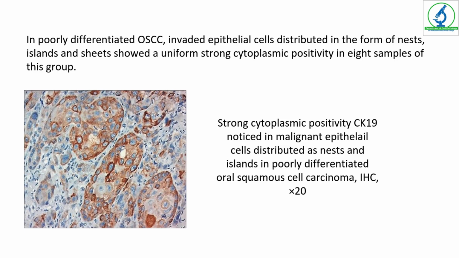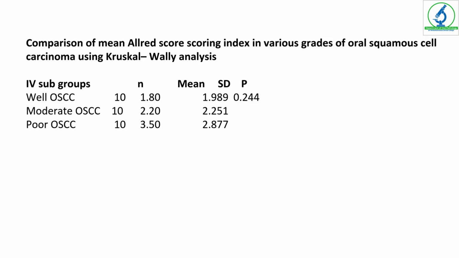In poorly differentiated OSCC, invaded epithelial cells distributed in the form of nests, islands and sheets showed a uniform strong cytoplasmic positivity in 8 samples of this group. Strong cytoplasmic positivity of CK19 noticed in malignant epithelial cells distributed as nests and islands in poorly differentiated oral squamous cell carcinoma, IHC, times 20. Comparison of mean Allred scoring index in various grades of oral squamous cell carcinoma using Kruskal-Wallis analysis.